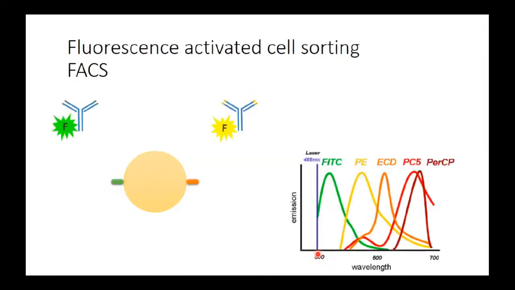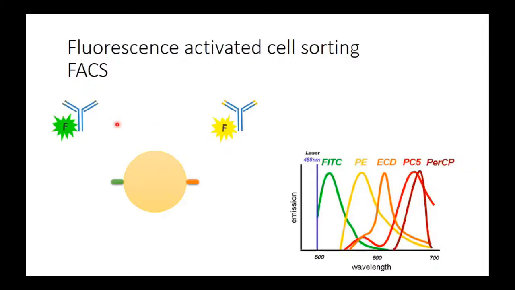Of course, I can also study two proteins, not only one. To study two proteins, I need two specific antibodies, because I need one specific antibody for each protein. But I need to label every antibody with a different fluorophore. Of course, I have different fluorophores, and every fluorophore emits light at a different wavelength. I need to know the wavelength at which every fluorophore emits light.